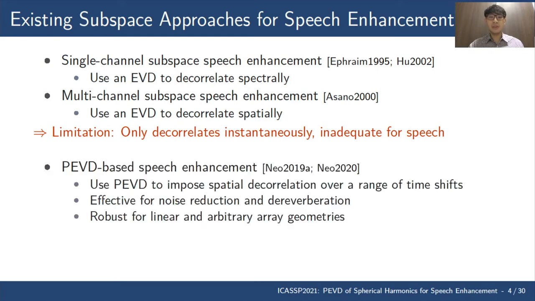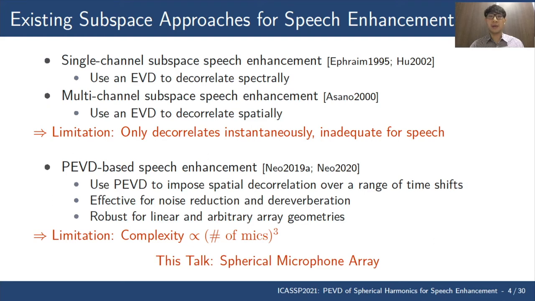The proposed speech enhancement based on polynomial EVD can impose spatial decorrelation over a range of time shifts. The approach is effective for noise reduction and dereverberation using various microphone array geometries. The complexity, however, does not scale well with the number of signals used in the processing. In this talk, we will focus on spherical microphone arrays and explain how to reduce the number of signals used for processing.